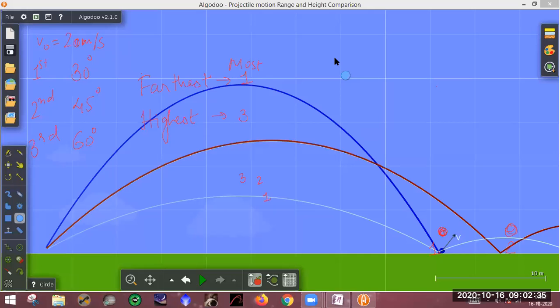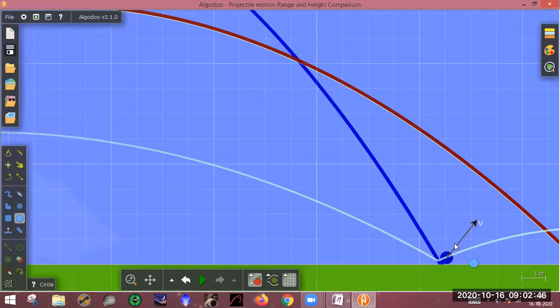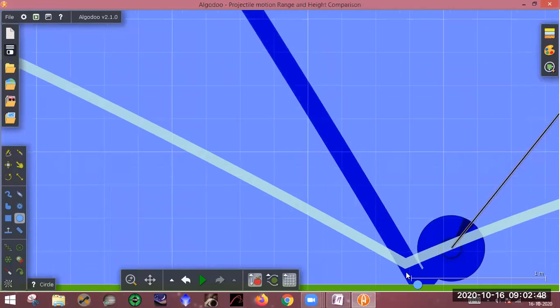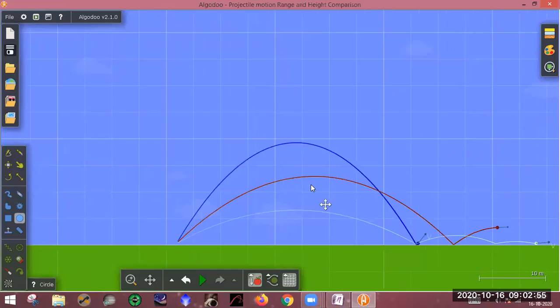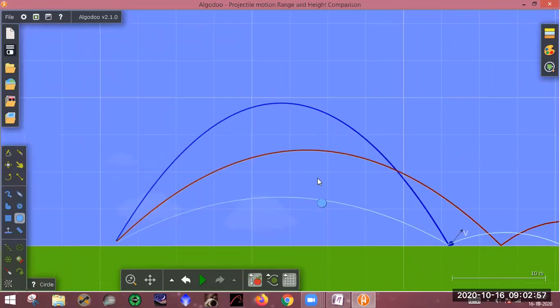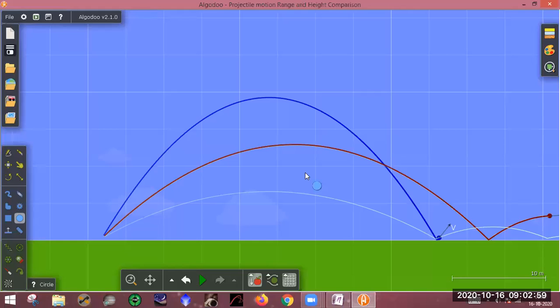Yes, exactly, it will come at the same place, two are at the same place. 1 and 3 are at the same place. Have a look. I hope that is clear. 1 and 3 are at the same place, right? 2 is farthest, right?